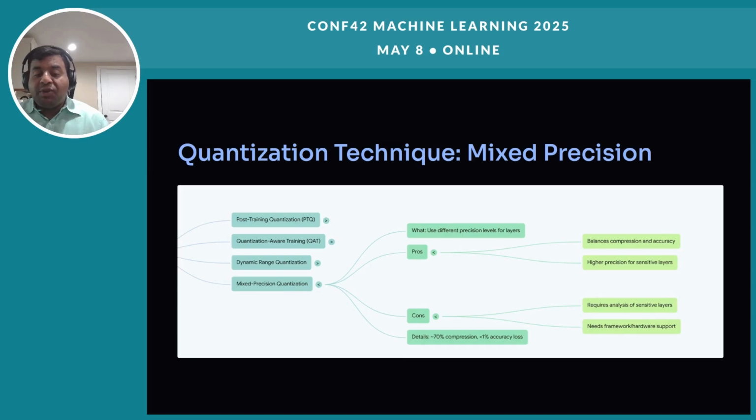It requires careful analysis to determine which layers are sensitive. It also needs framework and hardware support to handle computations involving multiple different data types within the same inference pass. Studies have shown potential for significant compression, for example up to 70% with minimal accuracy loss, like less than 1%, using mixed precision. Because when you convert some of the layers to integer 8, it offers more model compression also.